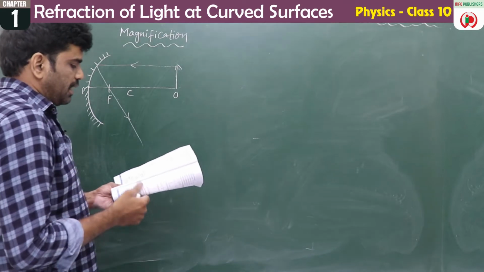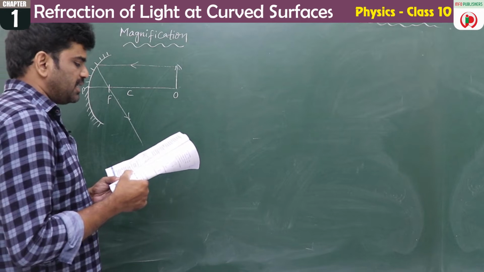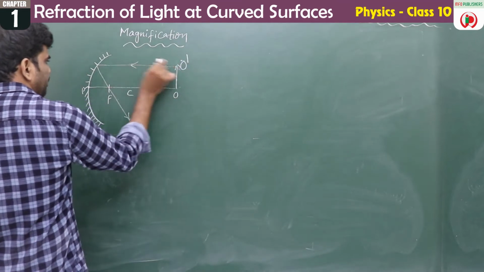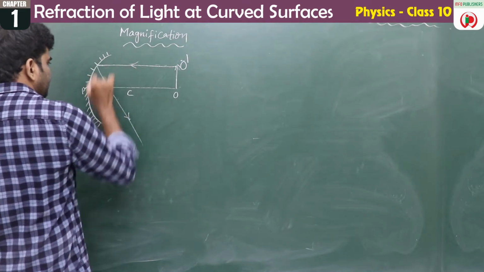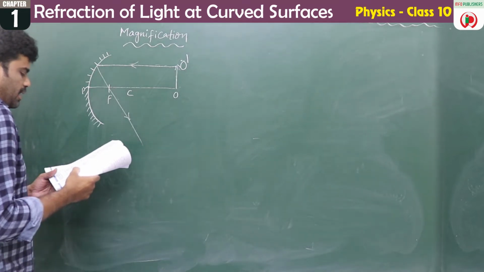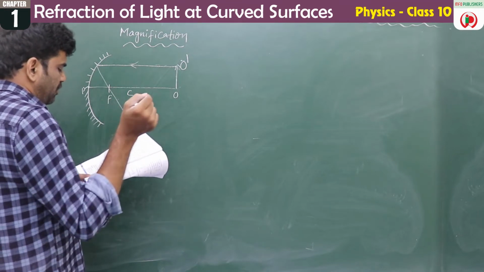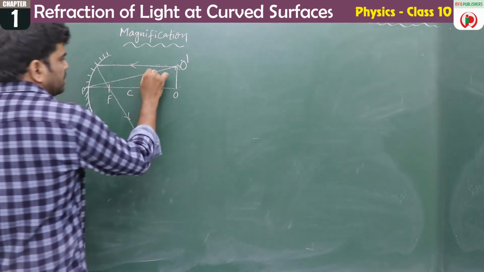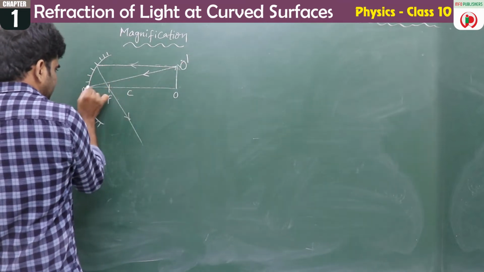Next, a ray coming from O dash is incident at the pole with an angle of incidence theta. This is one ray. One more ray is coming directly to the pole. So these are rays coming from O dash, incident at the pole.